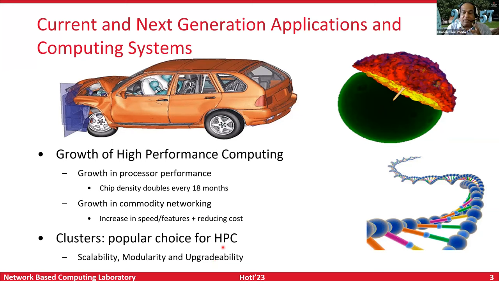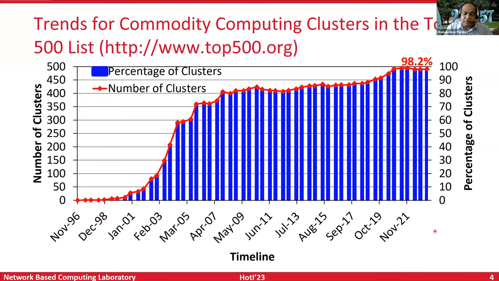And when I say node, it utilizes both CPU and GPU. We'll consider that kind of a single node. So in that context, clusters have become a very popular choice, focusing on scalability, modularity, upgradability. And you see here some representative applications like crash dynamics, nuclear simulation, bioinformatics. Those are the standard traditional applications. Of course, we are moving into AI and all, which we'll be introducing very soon.